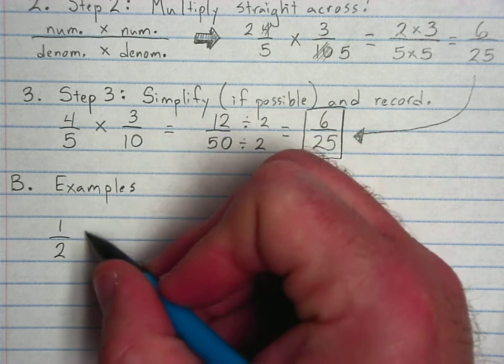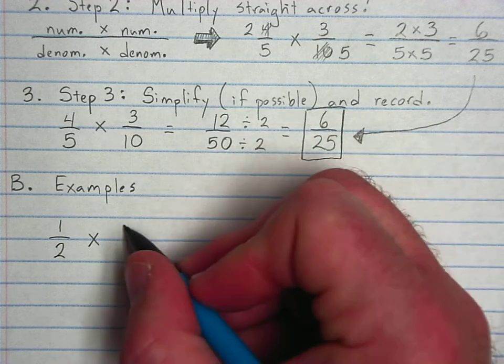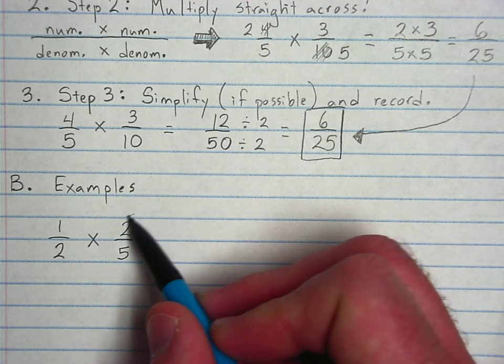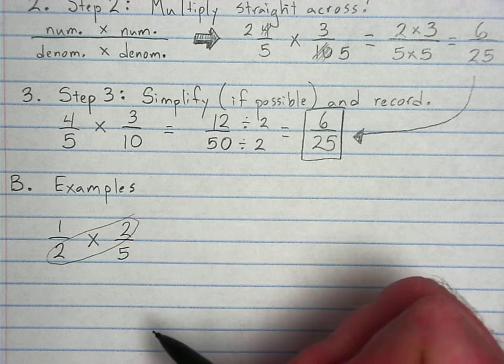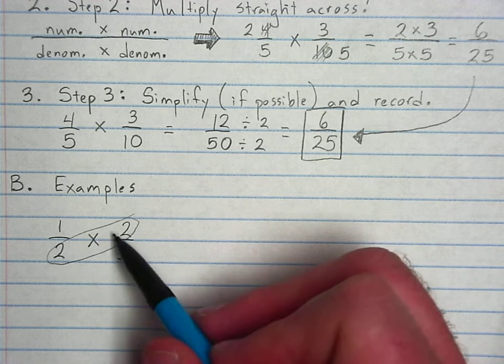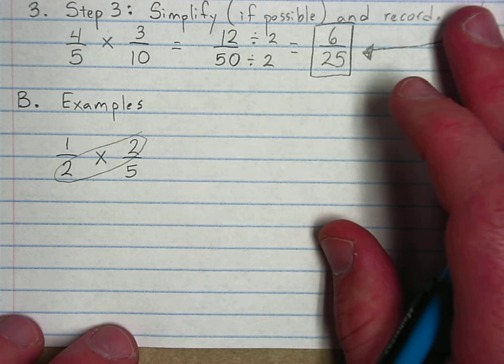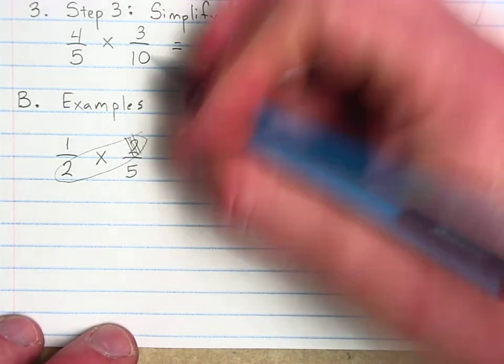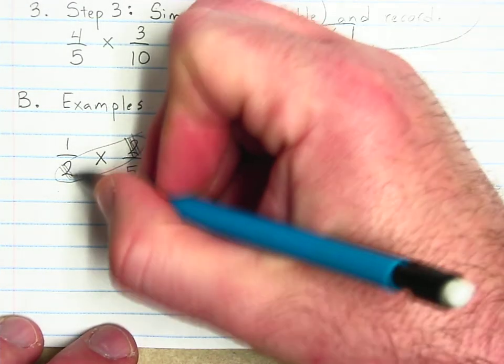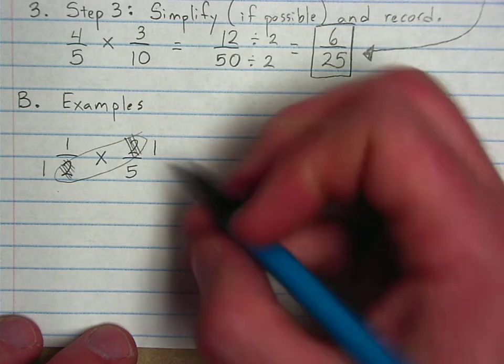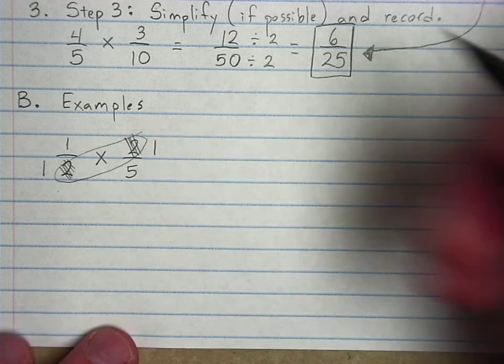Let's do 1/2 of 2/5. What would be 1/2 times 2/5? Start by cross-canceling. 2 and 2, well, it's always nice when they're the same, because if they're exactly the same, you just divide by whatever it is. If they're the same, just cross them out and turn them into 1. 2 divided by 2, 2 divided by 2.